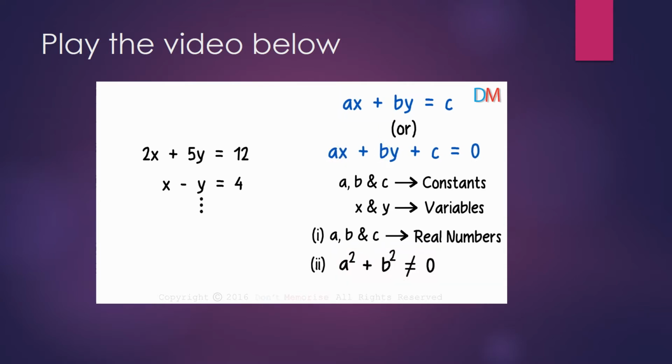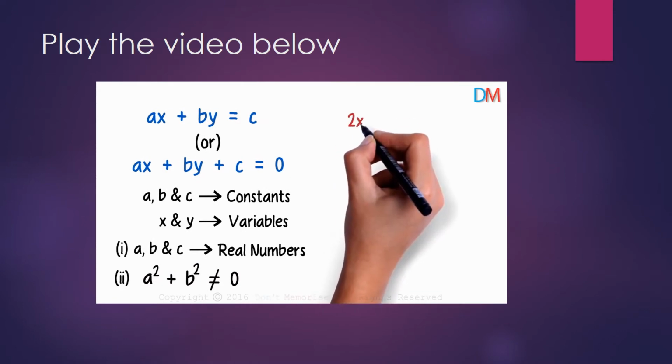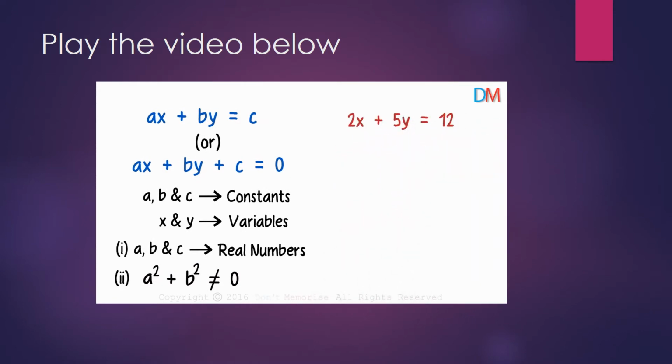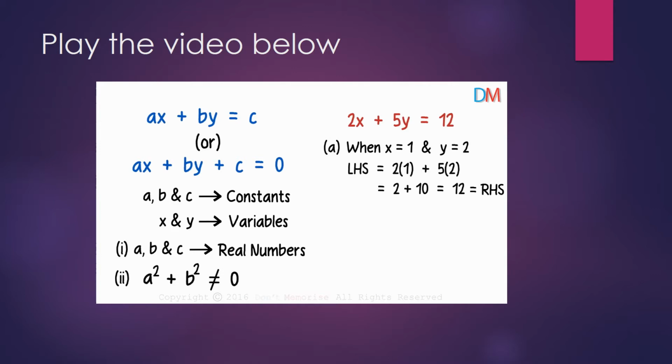Now let's just consider the first equation we saw. 2x plus 5y equals 12. What is the solution to this equation? The solution to a linear equation in two variables is a pair of values, one for x and the other for y, which makes both the sides of the equation equal. Can you think of x and y values here which will equate both the sides? One possibility is when x is 1 and y is 2. So we can say that x equals 1 and y equals 2 is one of the solutions to the equation 2x plus 5y equals 12.